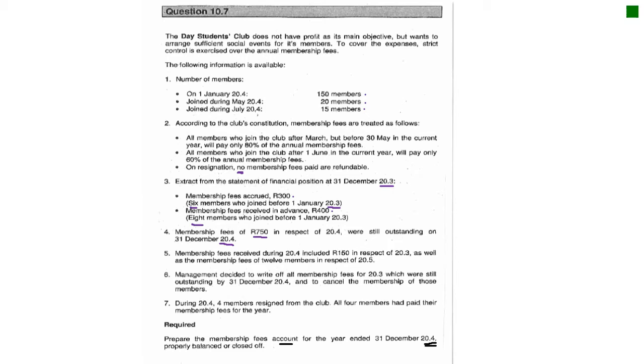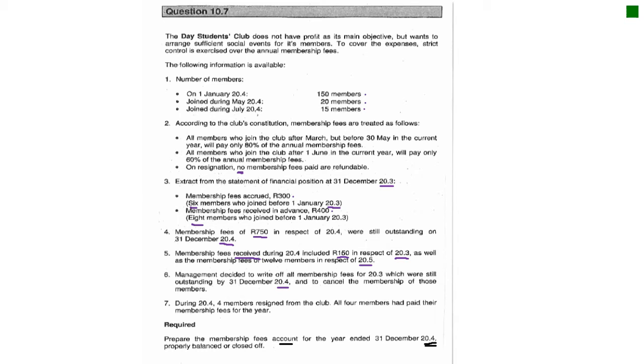And then during 2004, membership fees received included 150 Rand in respect of 2003's membership fees, and then 12 members paid their membership fees for 2005. Okay, so that was during the current year. They haven't told us what the total amount of membership fees received was, which means we're going to need to calculate that. Then management decided to write off all membership fees for 2003, which was still outstanding by 2004.